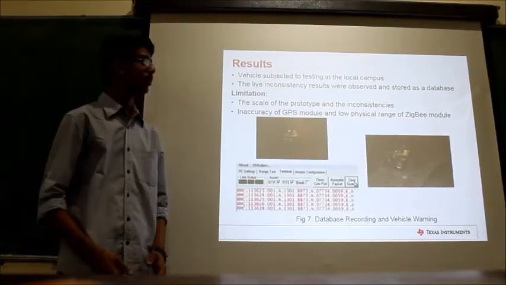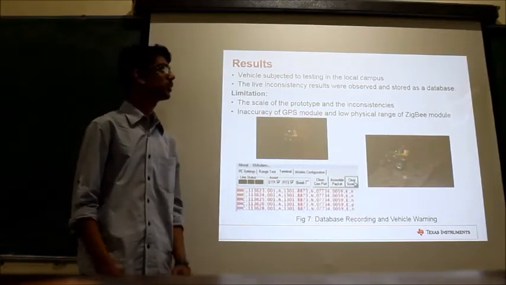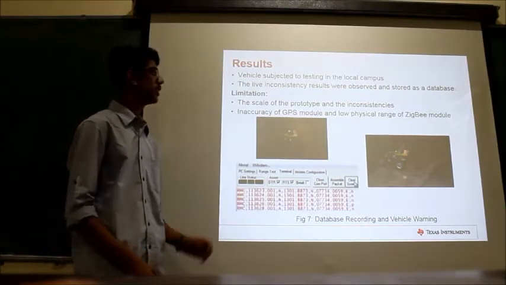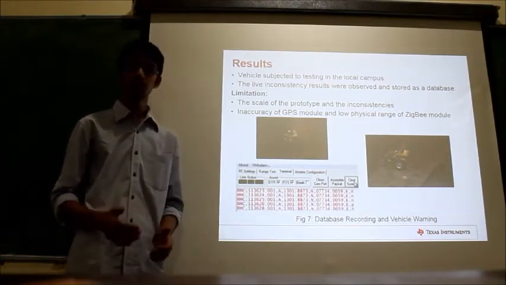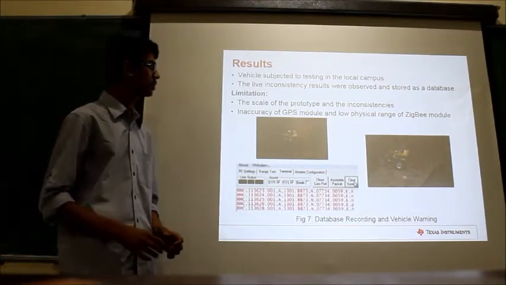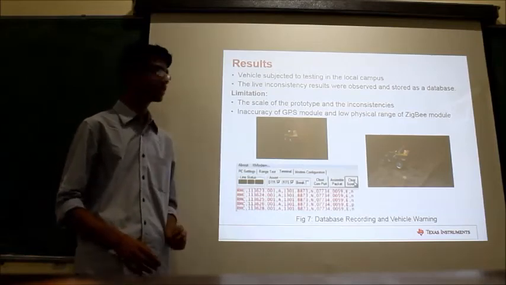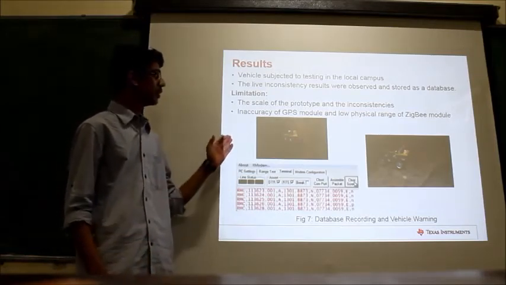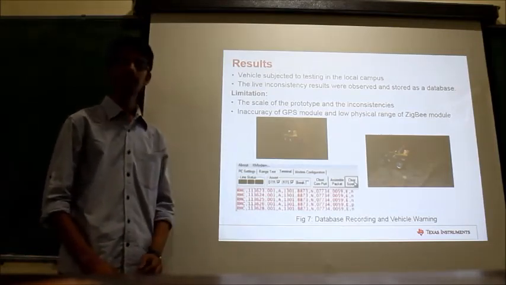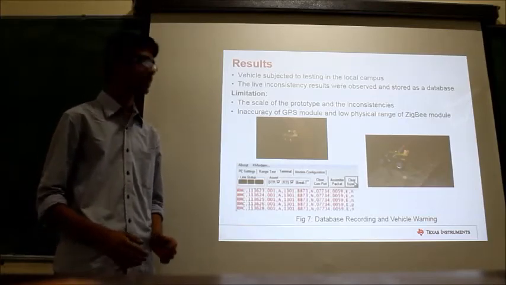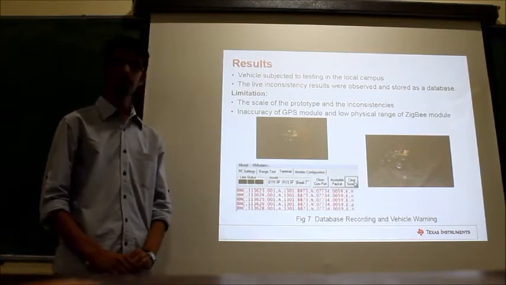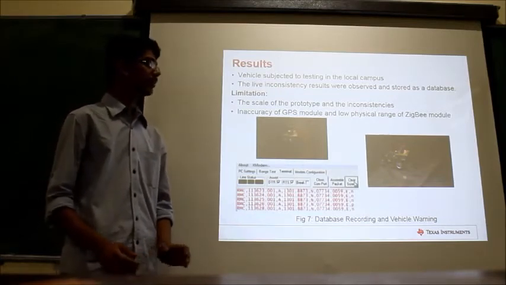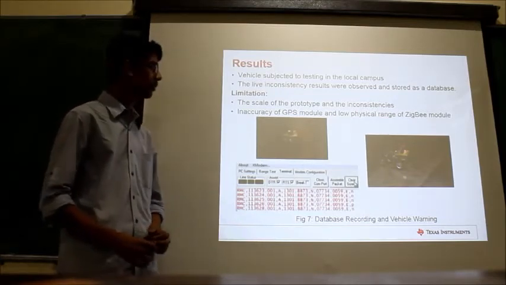Coming to the results of our project, the vehicle was subjected to testing in the local campus. The live inconsistency results were observed, and then these were stored as a database and transmitted to the offboard system. There were several limitations to the project. First, the prototype and the inconsistencies had to be in the same scale. Next, there was an inaccuracy in the GPS module and a very limited range of the ZigBee module.